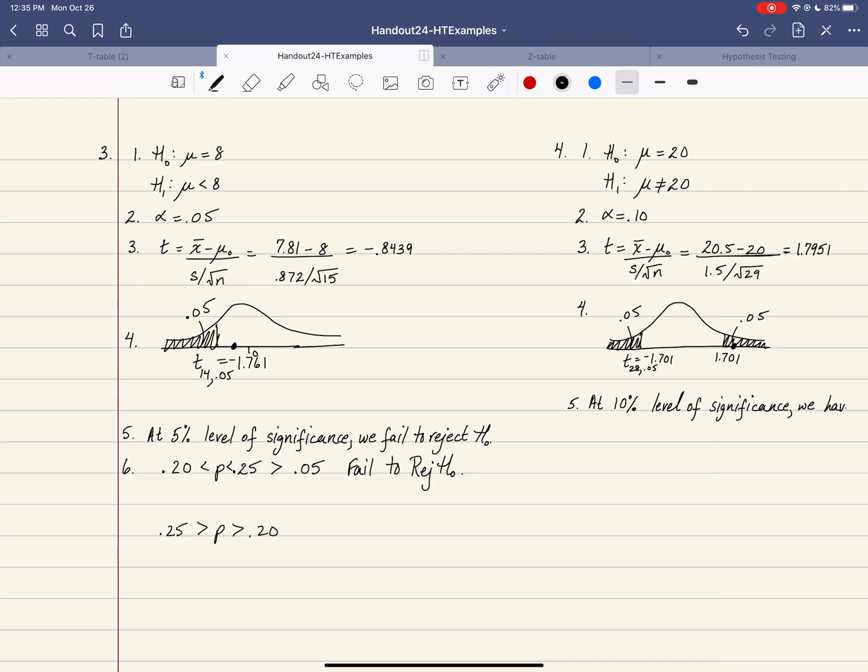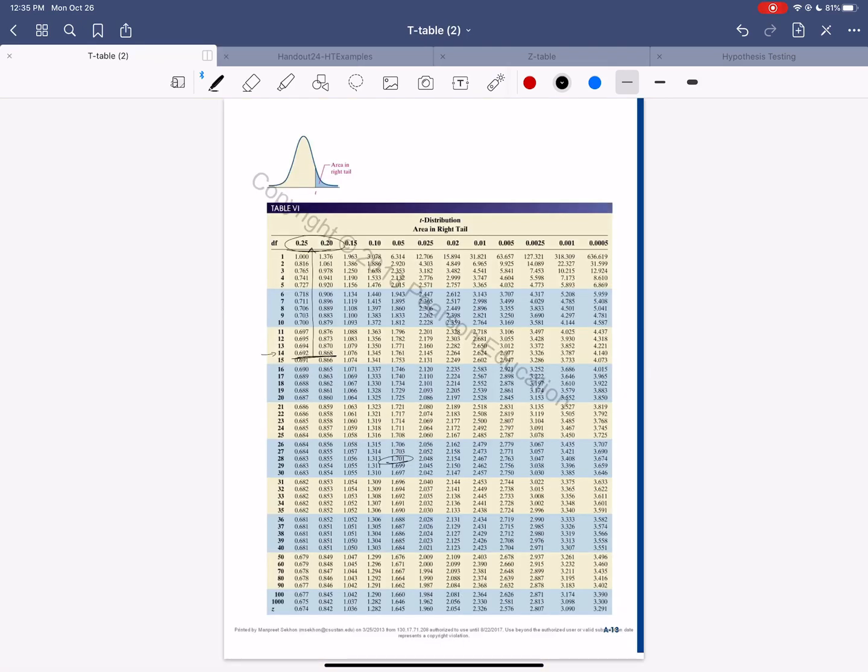we have sufficient evidence to reject the null hypothesis. All right. So last but not least, let's go and do the p-value test. So we're looking at degrees of freedom 28, and we're looking up 1.7951. So 28, 1.7951 falls between these two. And when we go up, we show that p falls between 0.025 and 0.05.